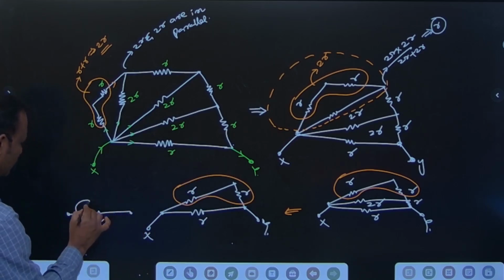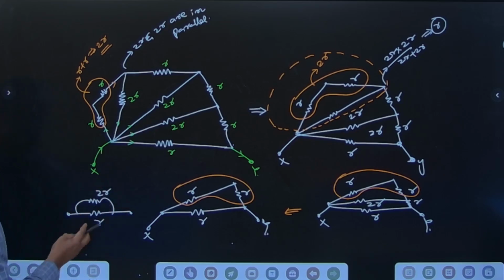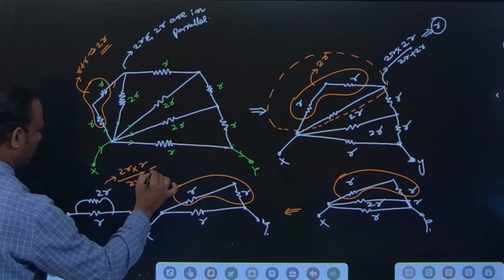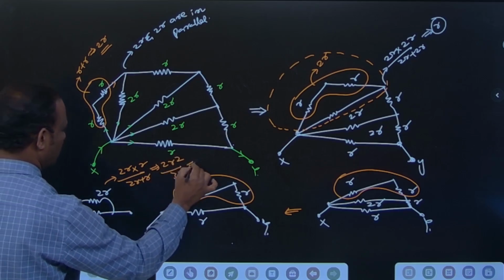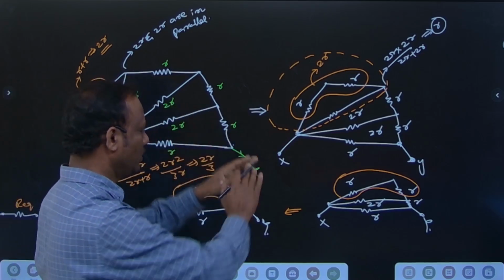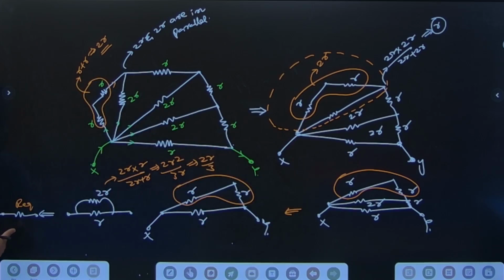This is R, and here we can say it's 2R. I am drawing one more circuit here, which is the effective one. This is R equivalent. So what is R equivalent? 2R into R by 2R plus R, that's 2R square by 3R, which is 2R by 3. So finally this total is clubbed or combined to form a single one. This is R equivalent. What is R equivalent? 2R by 3. So R equivalent is equal to 2R by 3, and that is your answer.